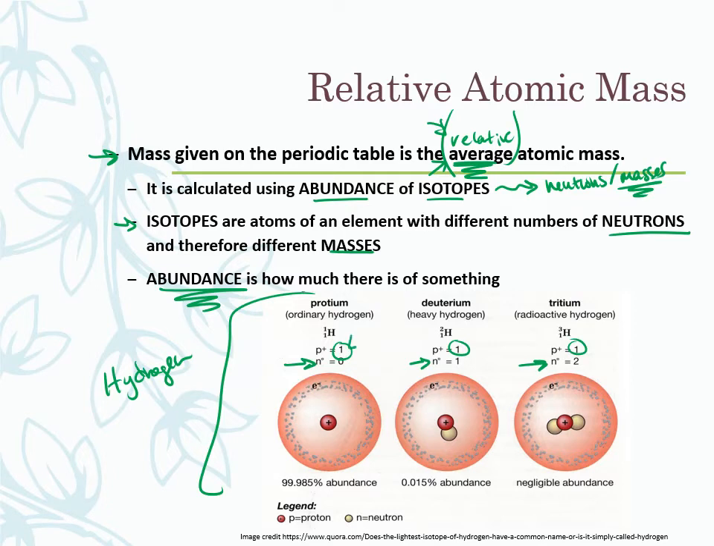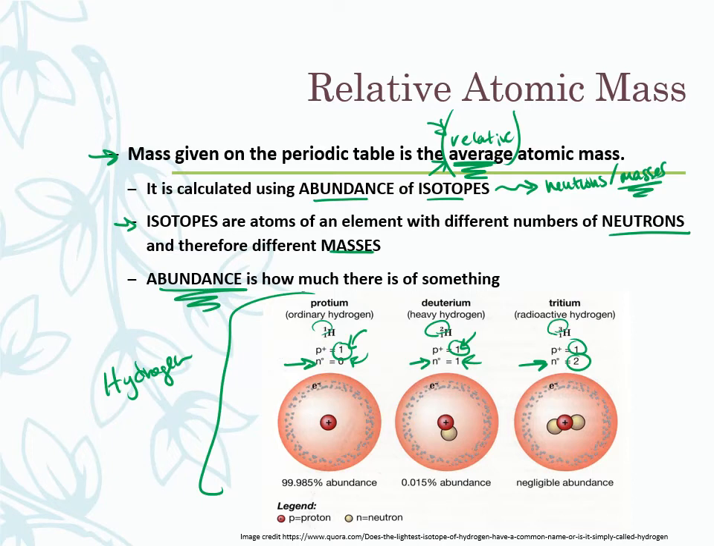Because they have different numbers of neutrons, they have different masses. So this guy has 1 proton and 0 neutrons. Its mass is about 1. This guy has 1 proton and 1 neutron. Its mass is about 2. And this guy has 2 neutrons, 1 proton. Its mass is about 3.